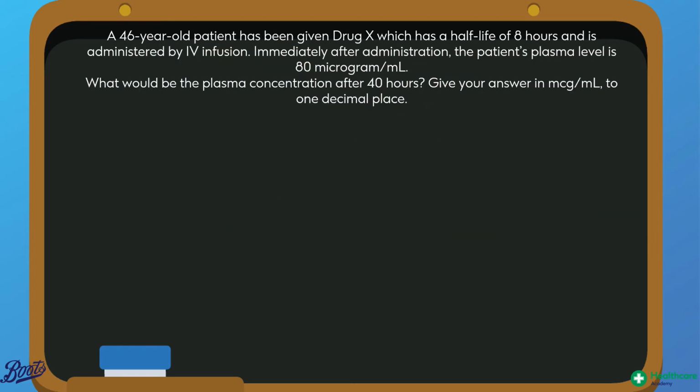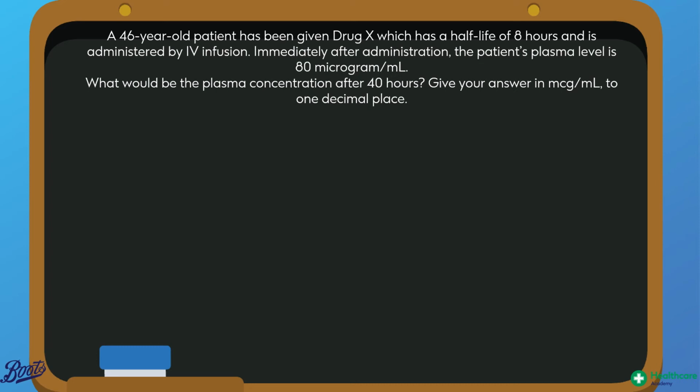Calculations Paper A, Question 1. A 46-year-old patient has been given drug X, which has a half-life of 8 hours and is administered by IV infusion. Immediately after administration, the patient's plasma level is 80 micrograms per milliliter. What would be the plasma concentration after 40 hours? Give your answer in micrograms per milliliter to 1 decimal place.